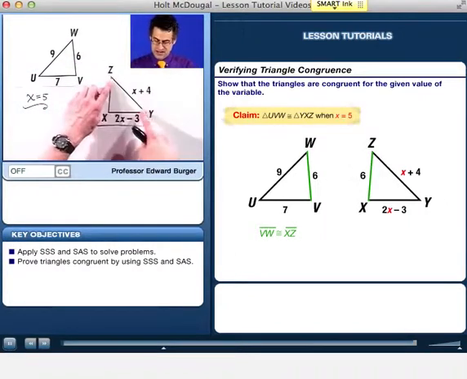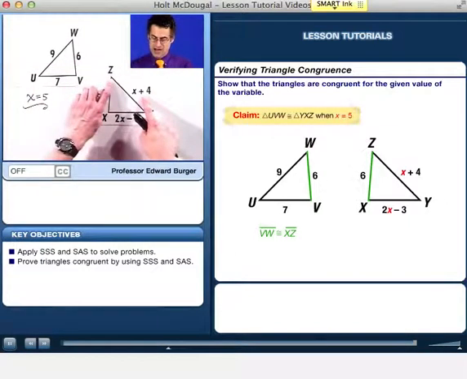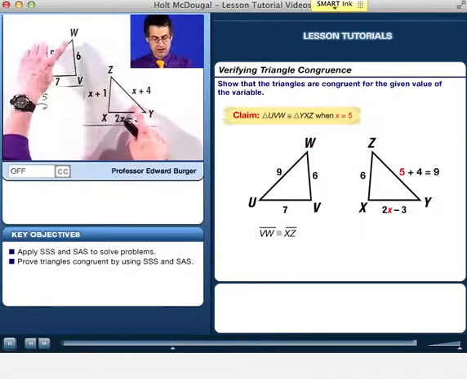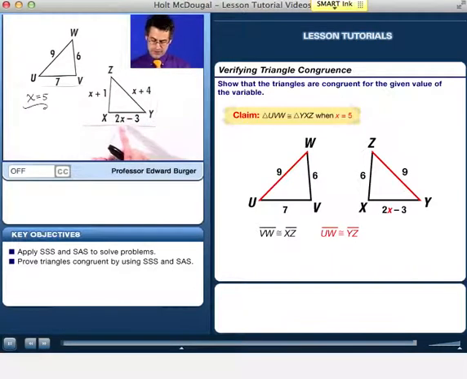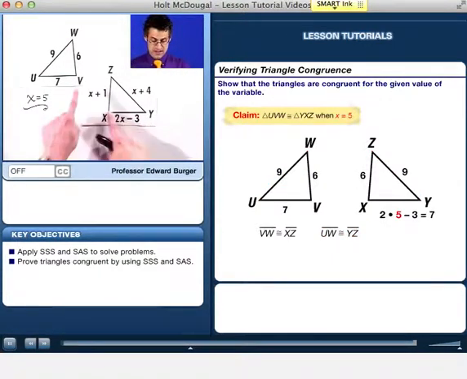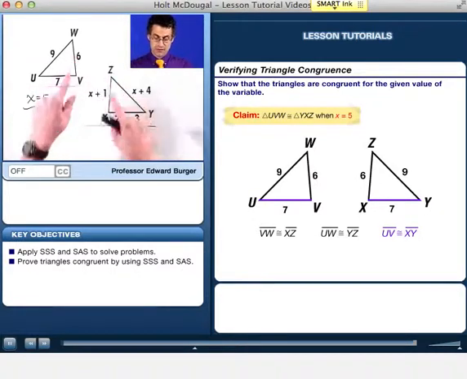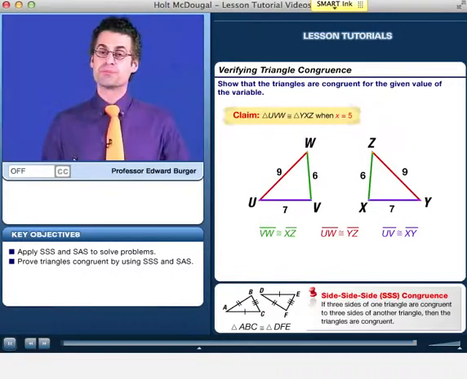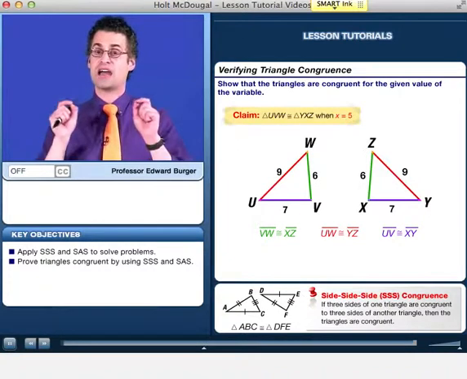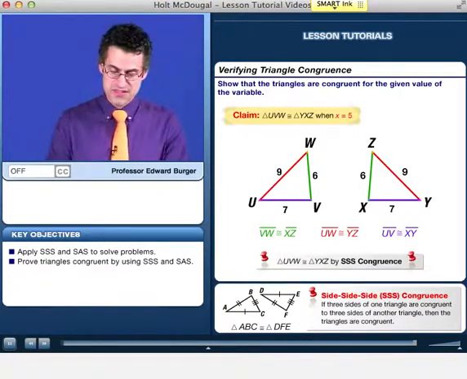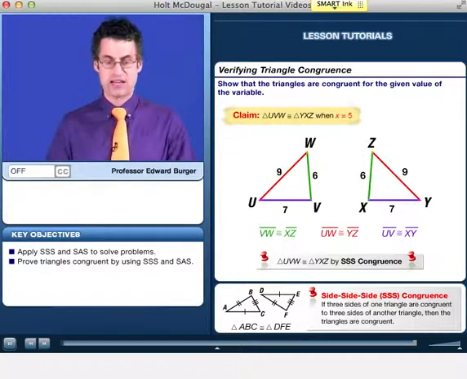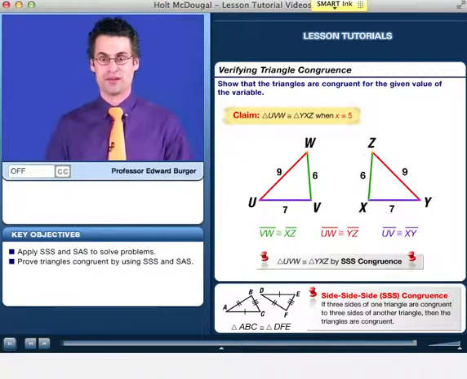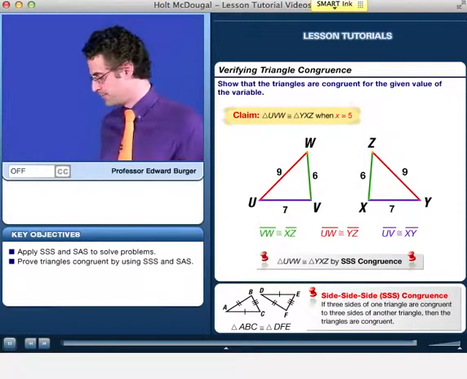What about this side here? Well, that has length 9, since 5 plus 4 is 9. That corresponds to this side. So these two sides are congruent. And finally, if I plug in 5 here, I see 2 times 5 is 10. 10 minus 3 is 7. So these two sides correspond. I have corresponding sides, all congruent. By side, side, side, I have just proven the claim that these two triangles are, in fact, congruent when x takes on the value 5. We proved it using side, side, side.